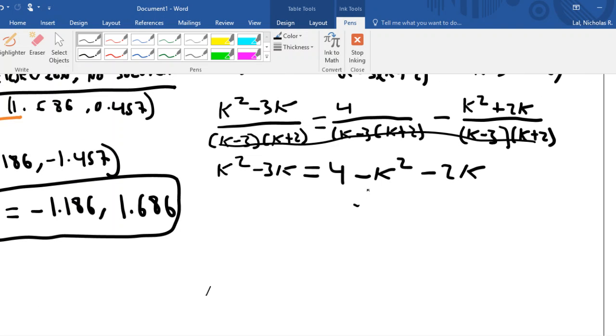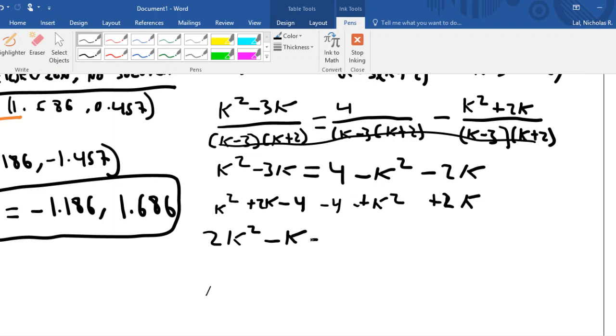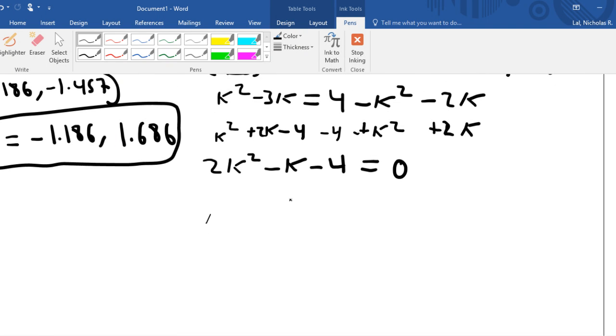Now I have to get all my k's on one side because this is a quadratic. Add k squared, subtract 4, add 2k to each side. So on the right side, I also have to add k squared, add 2k, subtract 4. So ultimately get 2k squared minus k minus 4 equals 0. And this does not factor. I can tell you right now, this does not factor. So how do we find the solutions to it? The easiest way is just graph this in Desmos and find the zeros.